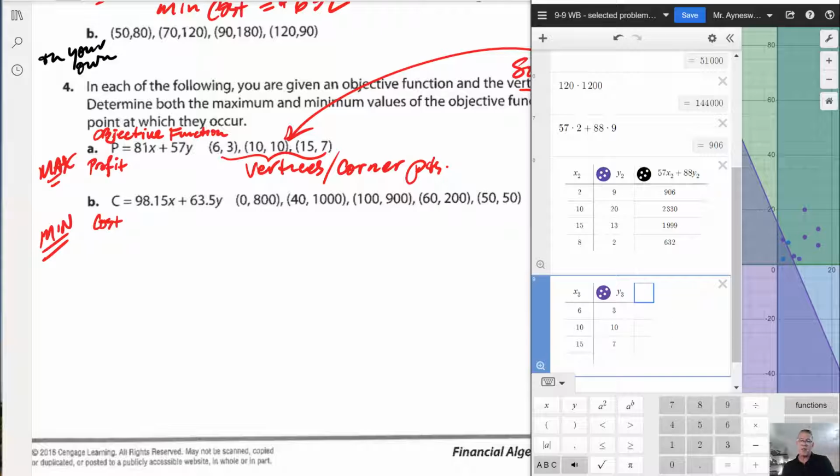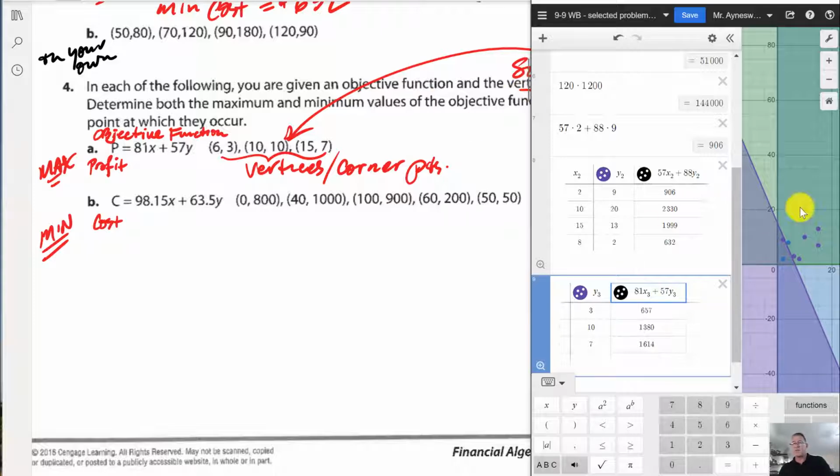After that, you type in your function. My profit function is 81x plus 57y. But notice my data is in x3, y3, so I have to adjust. So 81 times x3, because my x values are in the first column, labeled x3. And then plus 57 times y3. And voila, it gives me my values.